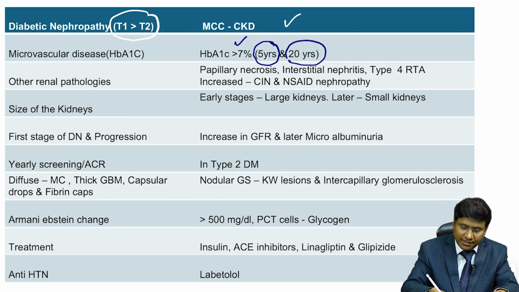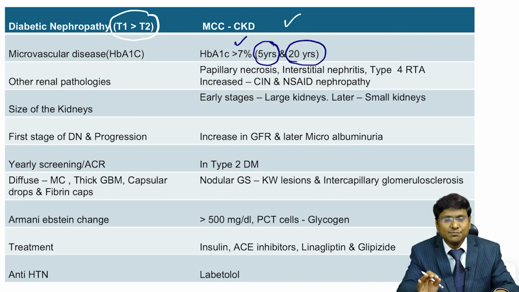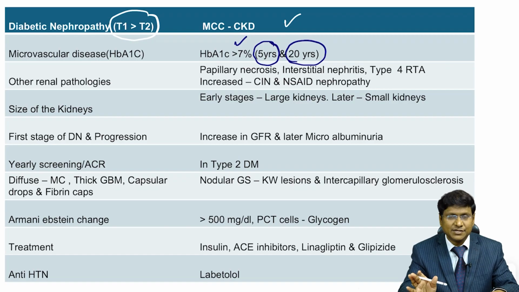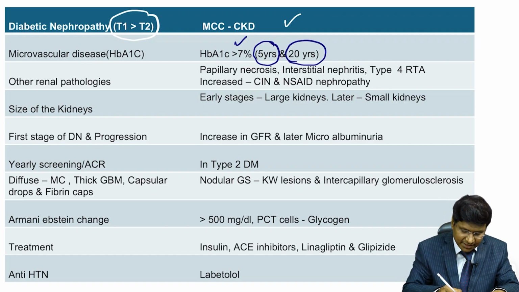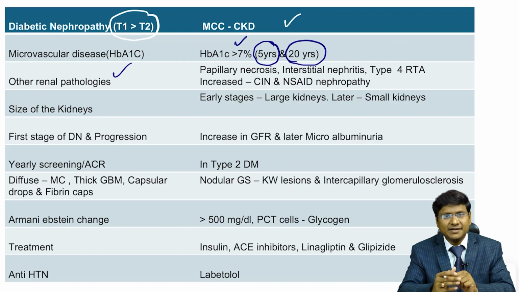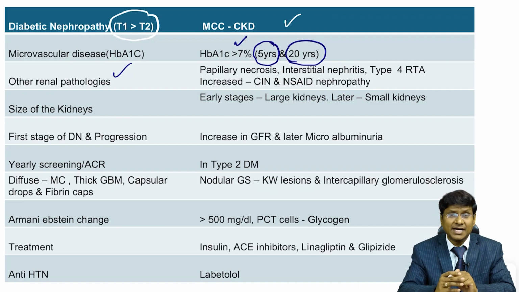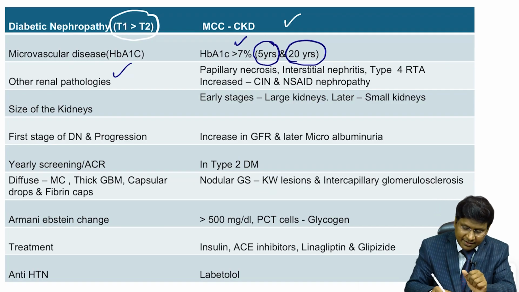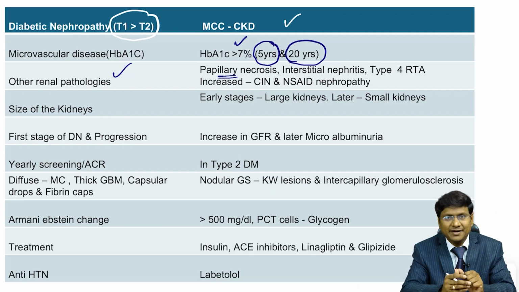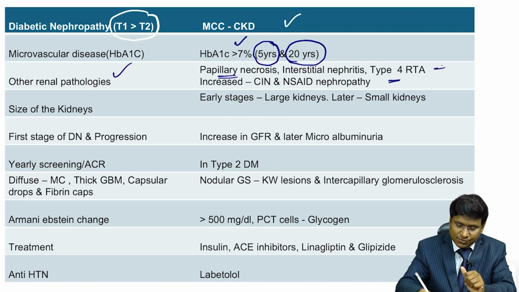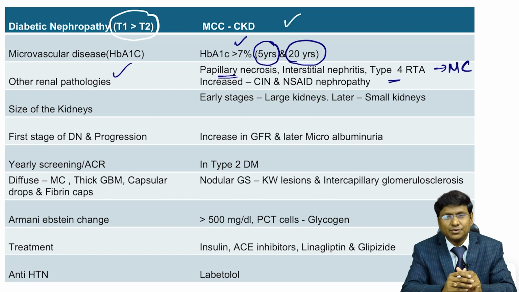And next important is, if the HbA1c level is more than 7% for nearly 20 years in type 2 diabetics, that will be responsible for the development of diabetic nephropathy in type 2 diabetic individuals. Now, in diabetes mellitus, what are the other renal pathologies apart from diabetic nephropathy? These patients are at risk of development of renal papillary necrosis, interstitial nephritis, and type 4 renal tubular acidosis, which is the most common form of renal tubular acidosis.